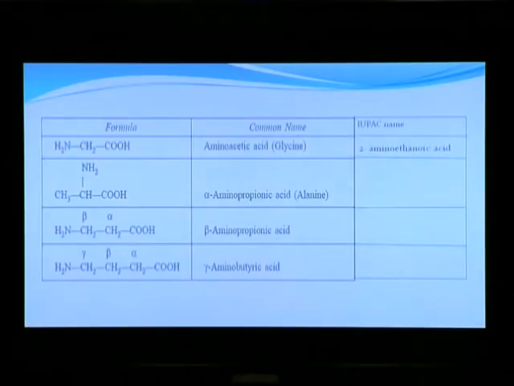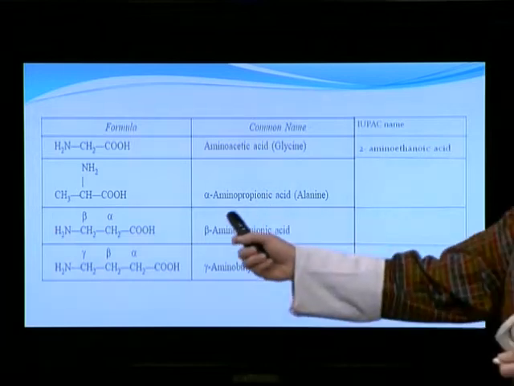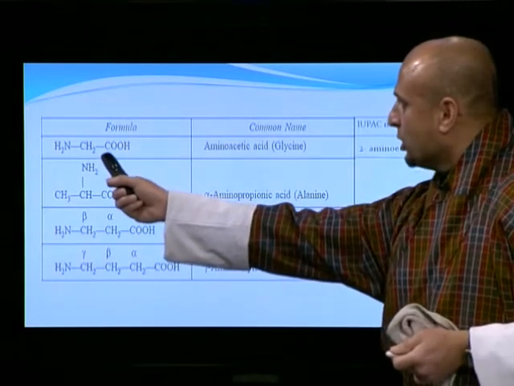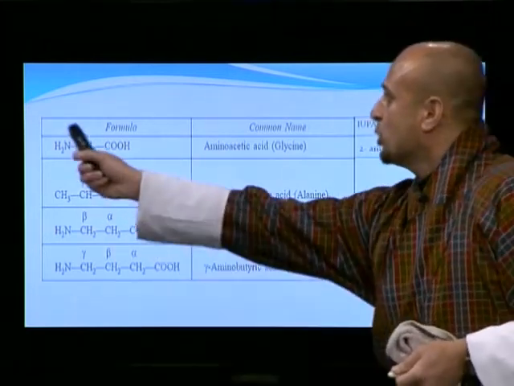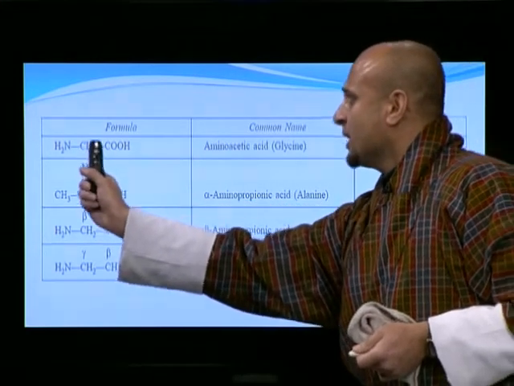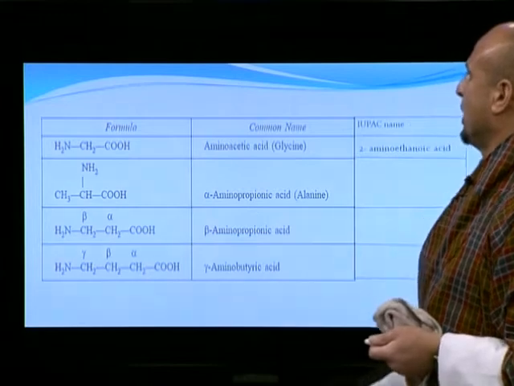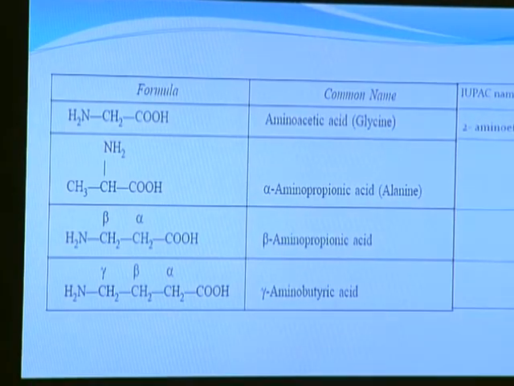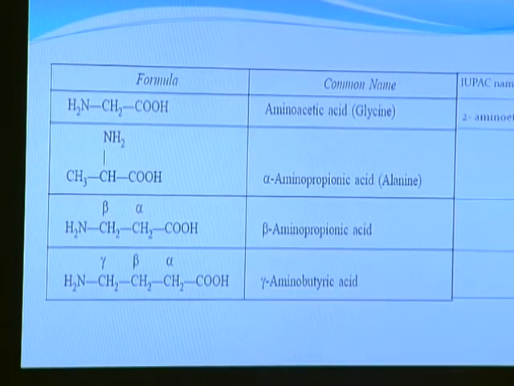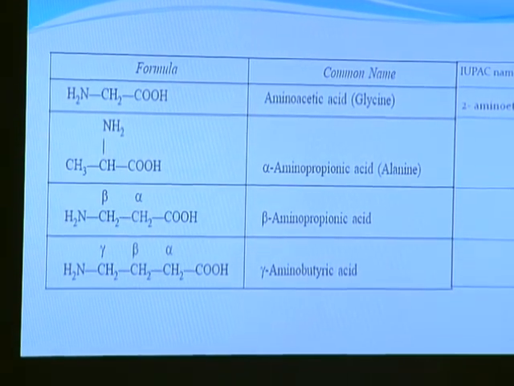So let's look at this one, 2-aminoethanoic acid. Again, let me explain. The carbon of this carboxyl group is counted as 1. This carbon is 2. So the amino group is present in the second carbon. Therefore, 2-amino, and there are 2 carbons. Therefore, ethanoic acid, 2-aminoethanoic acid.